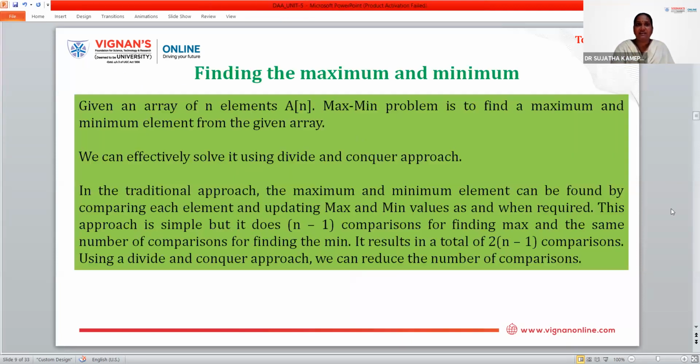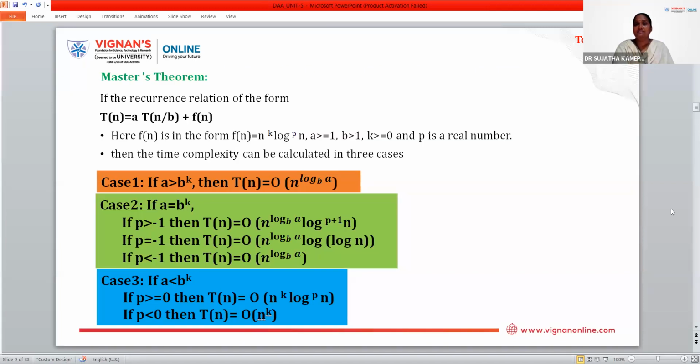So I hope that you all understood the general method of divide and conquer algorithm design strategy, and also what a recurrence relation is and how to solve recurrence relations using the substitution method and Master's theorem. I hope you all understood.